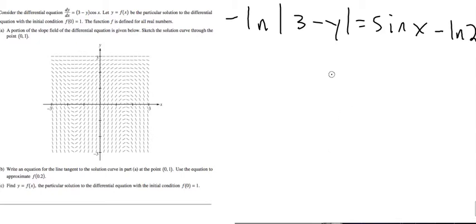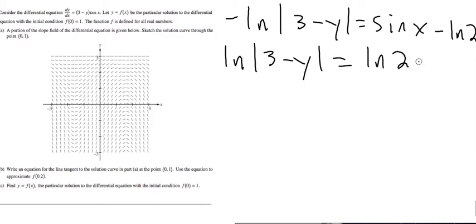At this point, we'll be done once we find y or we find f of x, right? You can use either notation. It looks like we're going to find y. The first thing we want to do is get rid of this negative. You don't have to get rid of it now, but I think now's a good time. Let's say natural log, absolute value 3 minus y. And on this side, let's change our terms so that it's natural log 2 minus sine of x, right?